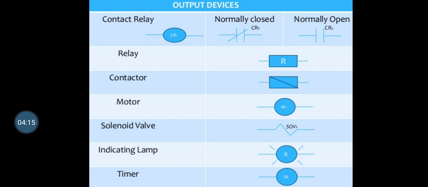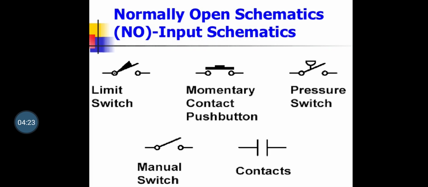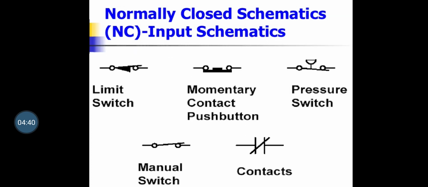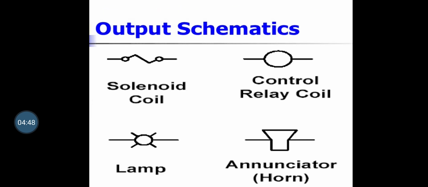The diagram shows how the motor can be drawn. It is a circle, and a solenoid valve is a sinusoidal curve. Next are the normally open input switches, that is NO: the limit switch, push button, pressure switch, and the manual switch, a contact switch. Next are the normally closed switches, the limit and push button, as you already saw. And the output devices: solenoid or relay coil, lamp, and horn. These are all the outputs.